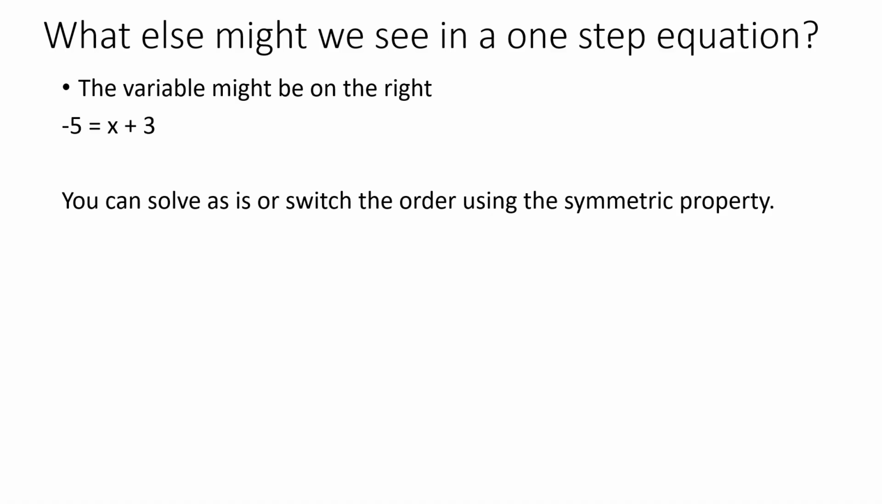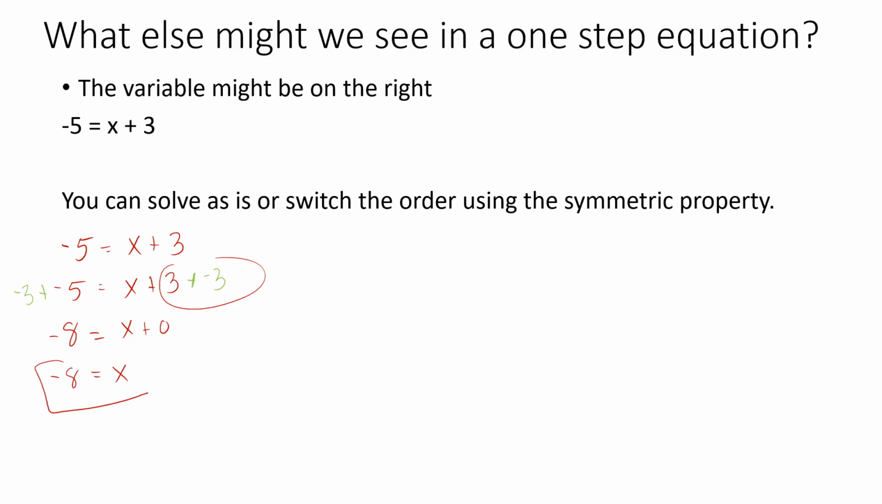So what else might we see in a one-step equation? Well, the variable might be on the right-hand side. So one of your options, if you see the variable on the right-hand side, is you can just solve it as is. So in this case, we might have -5 equals x plus 3, and we are going to add the opposite. So we'll say plus -3, and then we have to add the -3 on the other side. And -3 plus -5 is -8. Over here, 3 plus -3 is 0, and x plus 0 is x, and you have -8 is equal to x.